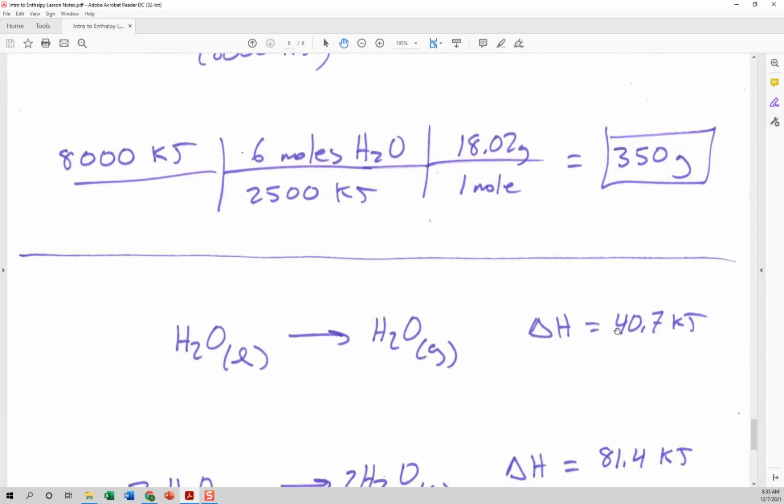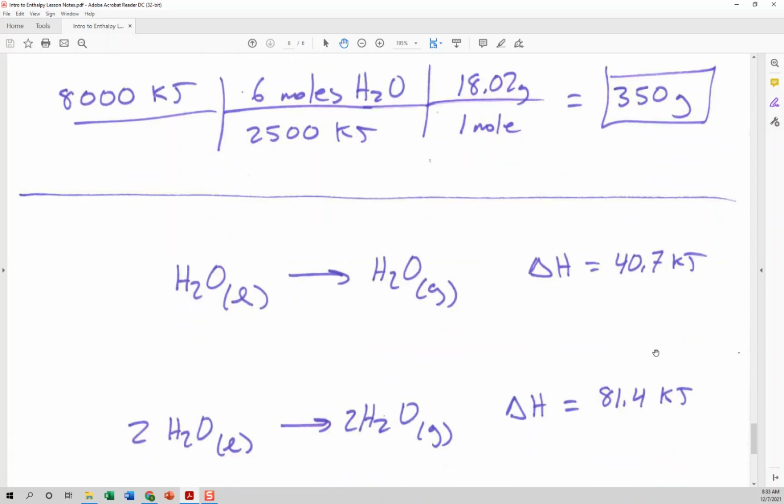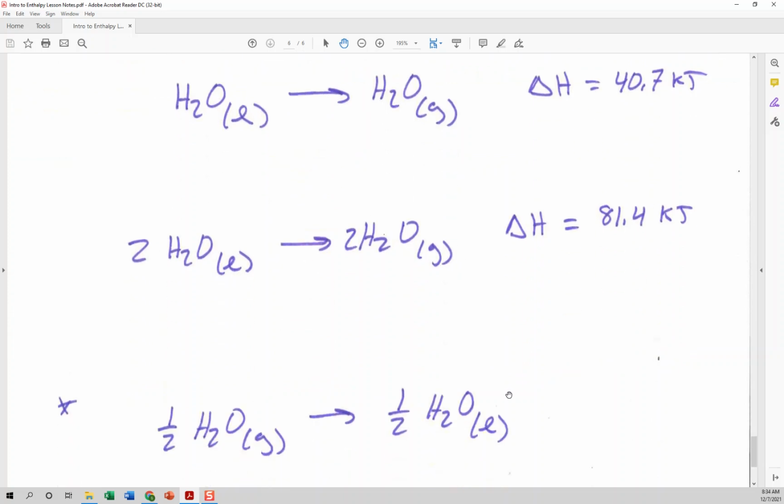But what we want to understand is, if we double a reaction, we double the delta H. So this is just showing the vaporization of water, and this is how much energy it takes. But what if it was 2 moles of water? Well, all I have to do is double the delta H value. So if I double the equation, I double the delta H. If I quadruple an equation, I quadruple the delta H. It's pretty easy.